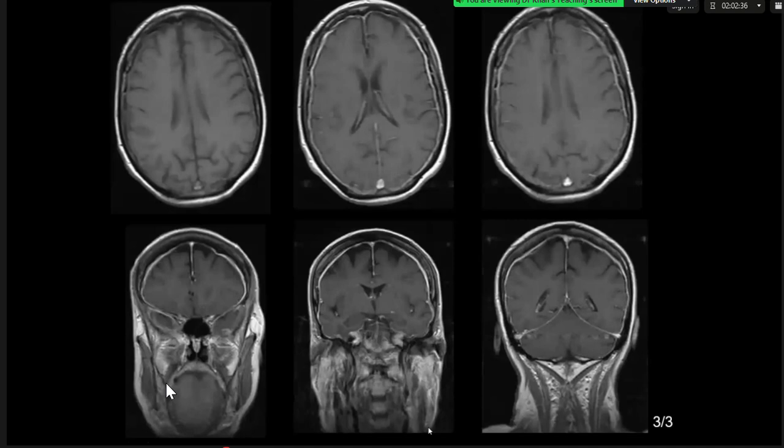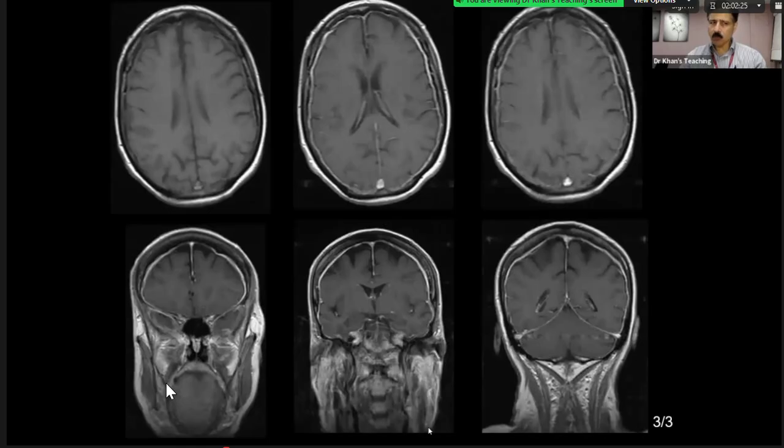I don't see any other enhancing lesions. So yeah, diffuse pachymeningeal enhancement, and I would give a differential of intracranial hypertension. Intracranial hyper or hypo? Hypo. Hypo. Very good. Well done.